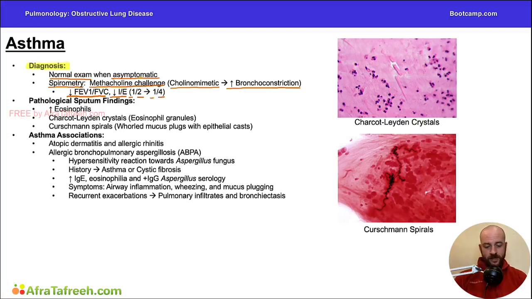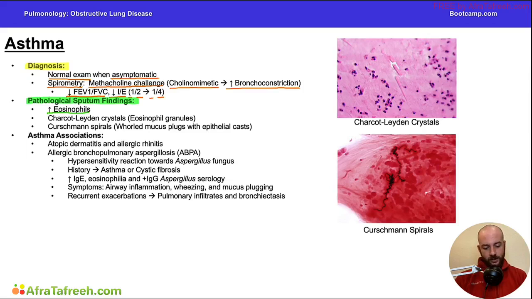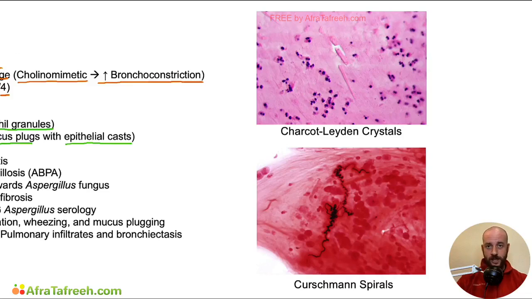Okay, and next we'll talk about some of the pathological sputum findings that we can see in asthma. So first we're going to see elevated levels of eosinophils, and this makes sense because as we mentioned in the pathophysiology, we have a lot of eosinophil recruitment to the airways. Next, we can see something called Charcot-Leyden crystals, and these are essentially crystal structures made of eosinophil granules. And lastly, we can see Kirschmann spirals, which are described as whorled mucus plugs with epithelial casts, and these are a result of the mucus production and the inflammation that occurs in the airways with damage and sloughing off of the epithelium.